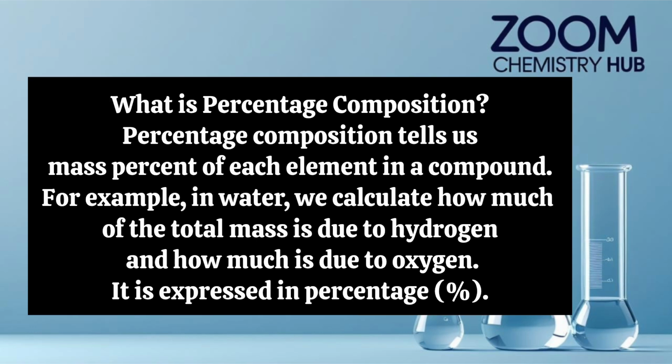So first, what is percentage composition? Percentage composition tells us the mass percent of each element in a compound. For example, in water, we calculate how much of the total mass is due to hydrogen and how much is due to oxygen. And this percentage composition is expressed by the percentage sign.